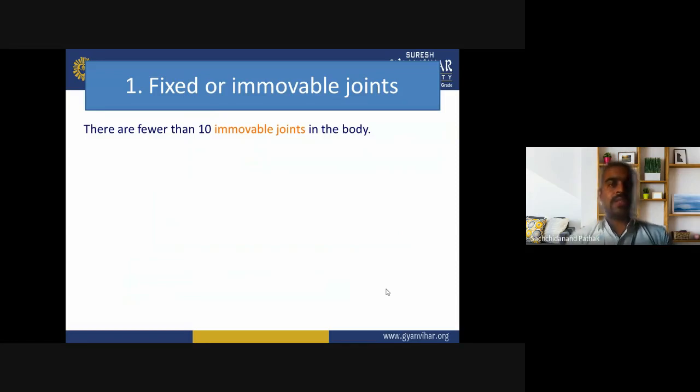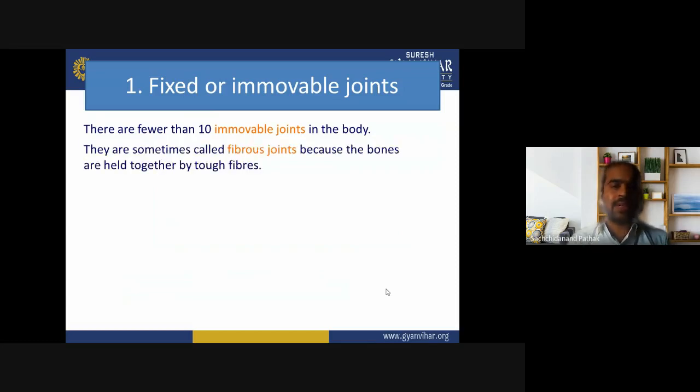Now come to the next, you will see the fixed or immovable joints. There are fewer than 10 immovable joints in the body. 10 से भी कम immovable joints हैं जो body में present हैं, and they are sometimes called fibrous joints because the bones are held together by tough fiber.